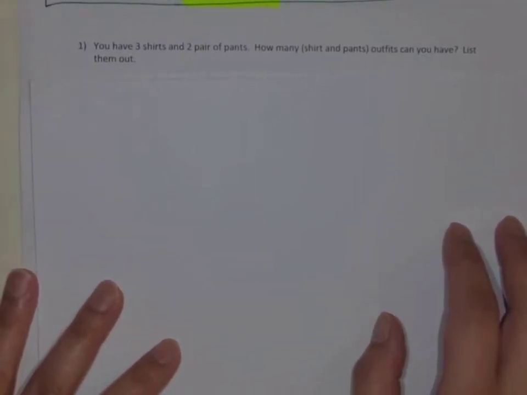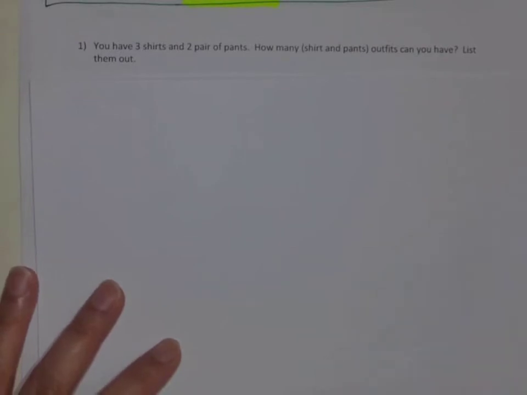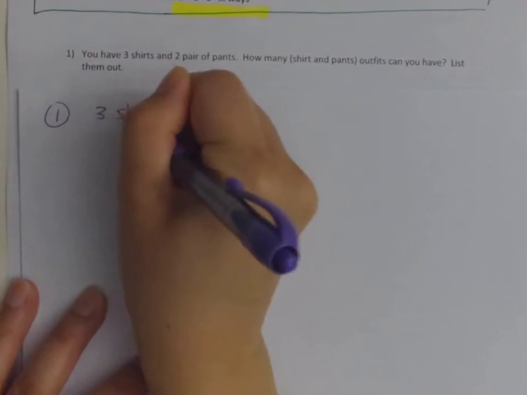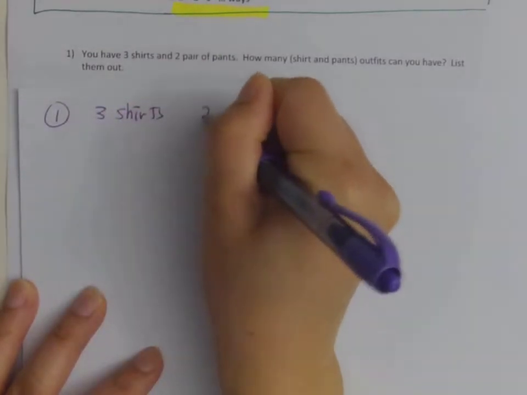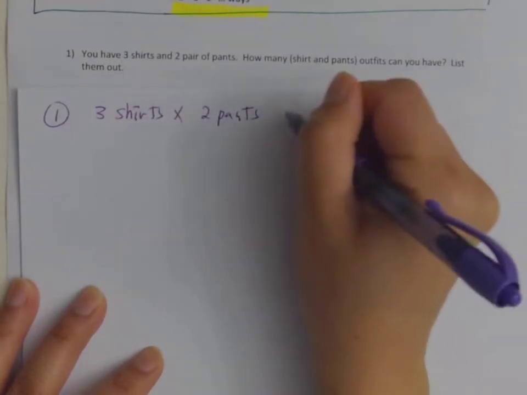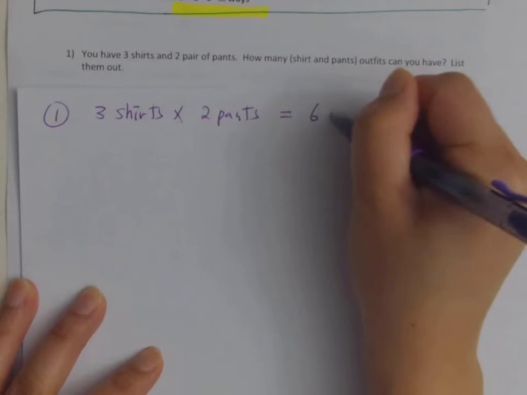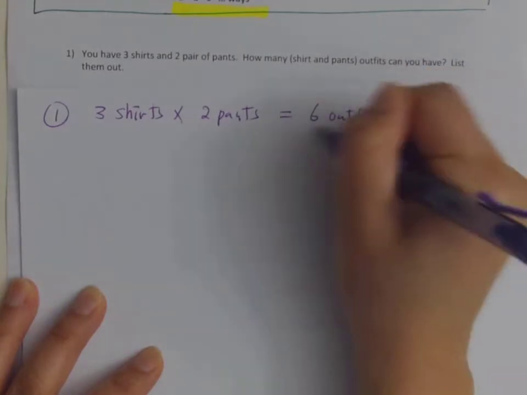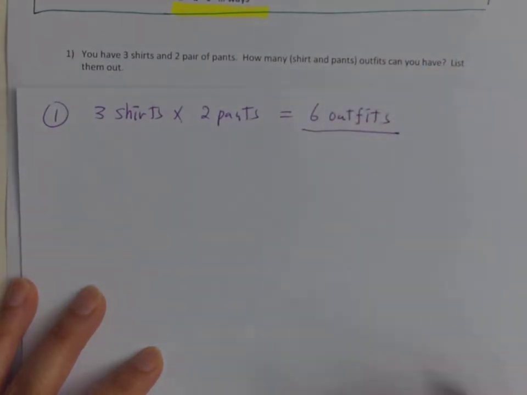The first one: say you have 3 shirts and 2 pairs of pants. How many shirt and pants outfits can you have? This one asks you to list them out. If they don't want you to list them out, it's quicker. You have 3 shirts and 2 pairs of pants, so you just multiply them together and get 6 outfits. That's pretty simple, but they want you to list them out.